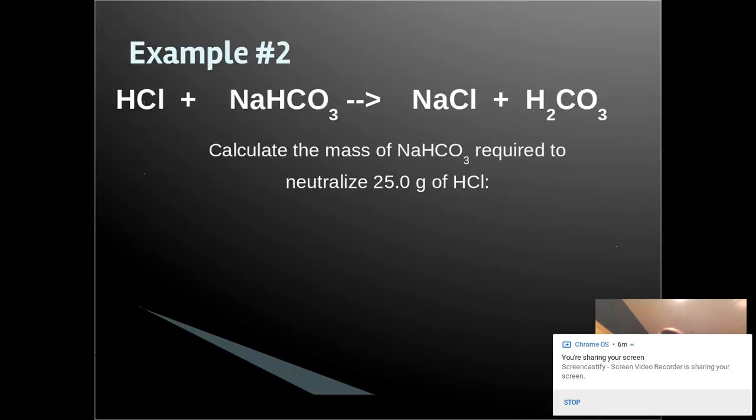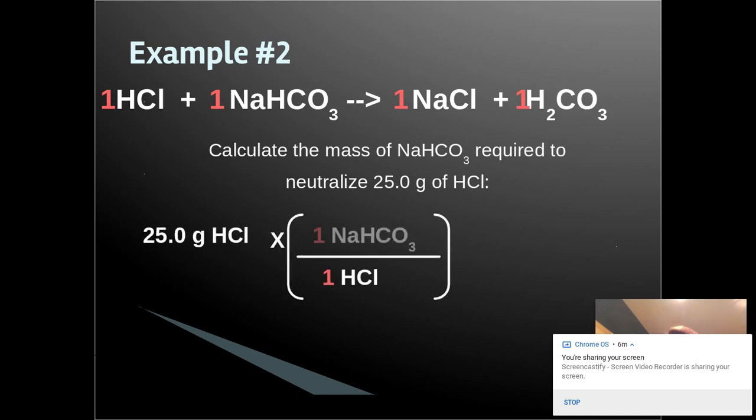All right. We have another example here. So we've got a balanced equation, and it says calculate the mass. Well, remember, mass is in grams. So calculate the mass required to neutralize 25 grams of HCl. So it's a 1-to-1 ratio. So it seems like we should just write down 25 grams of HCl. It's a 1-to-1 ratio, and we end up with 25 grams of NaHCO3, right?